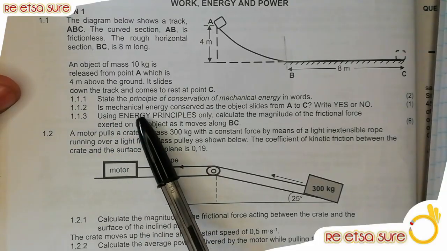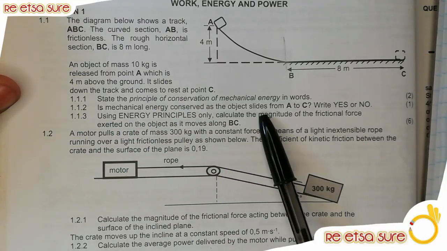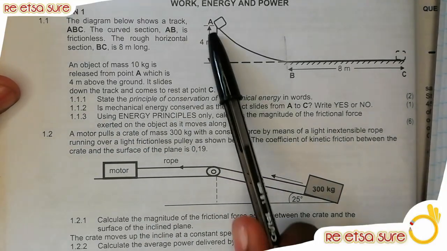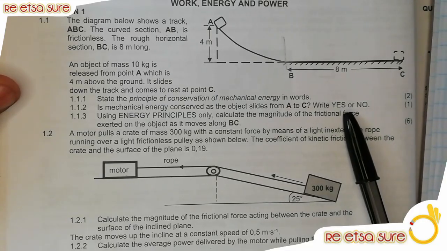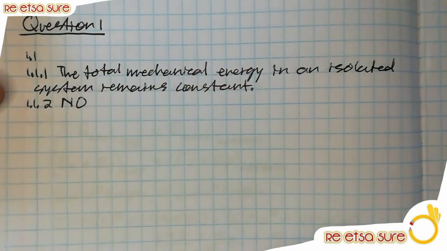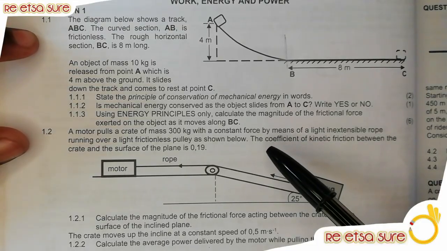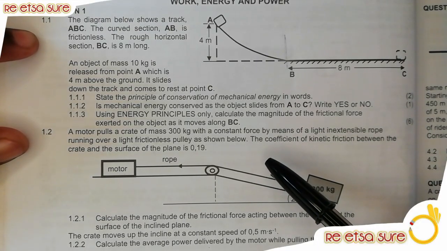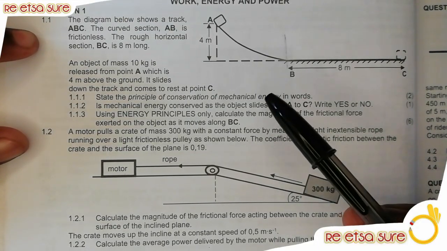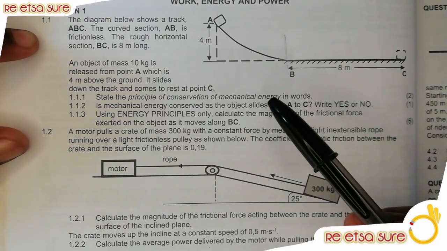1.1.2. Is mechanical energy conserved as the object slides from A to C? From A to C, the answer is no. Why do we say no? We say no because mechanical energy is only conserved when there are conservative forces acting on our object.